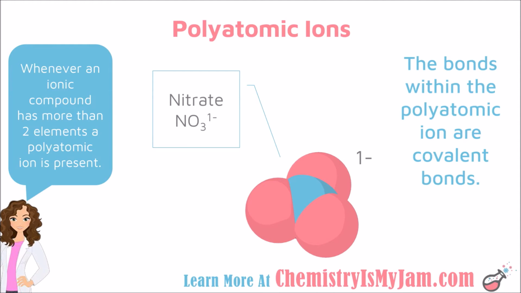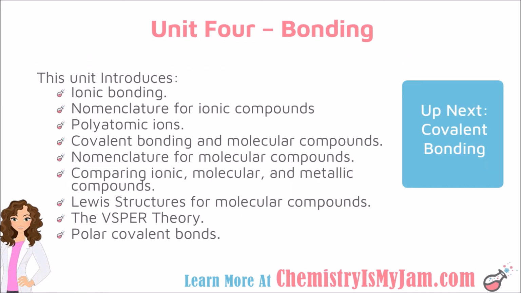The bonds within the polyatomic ion itself are covalent bonds because these are bonds between non-metal atoms where electrons are being shared instead of transferred. So you have covalent bonds between the atoms of the polyatomic ion, but then the whole thing will ionically bond to something else to form an ionic bond.